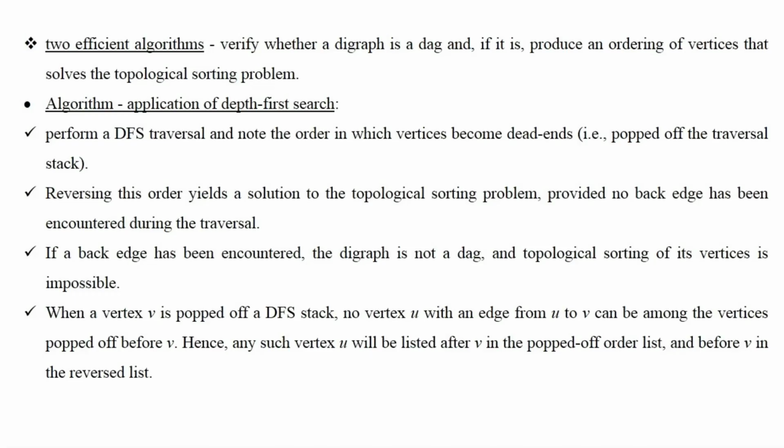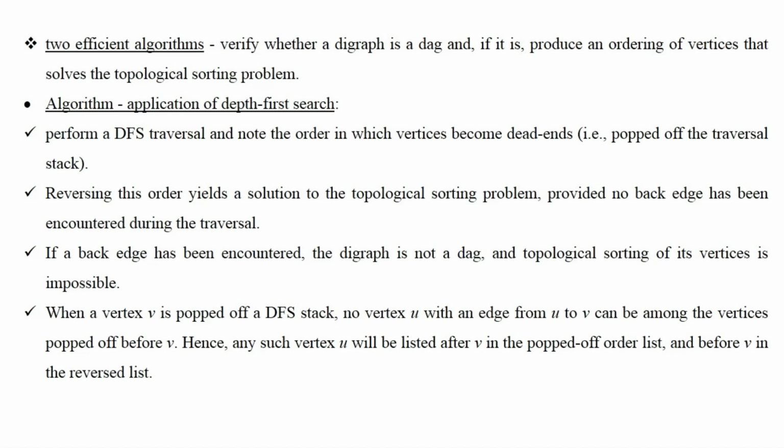There are two efficient algorithms for topological sort. They verify whether a digraph is a directed acyclic graph, and if it is, produce an ordering of vertices that solves the topological sorting problem. The first algorithm is based on the application of the depth first search method. First we need to perform a DFS traversal, and the order in which the vertices become dead ends should be noted. What are dead end vertices? The order in which they are popped off from the traversal stack.